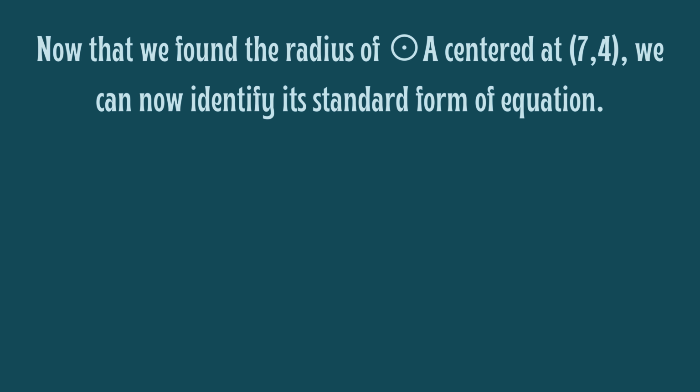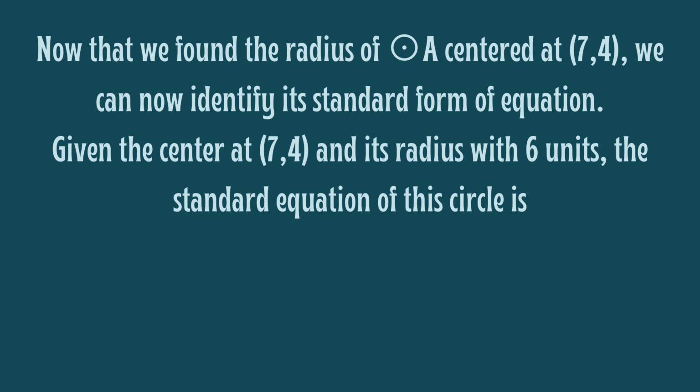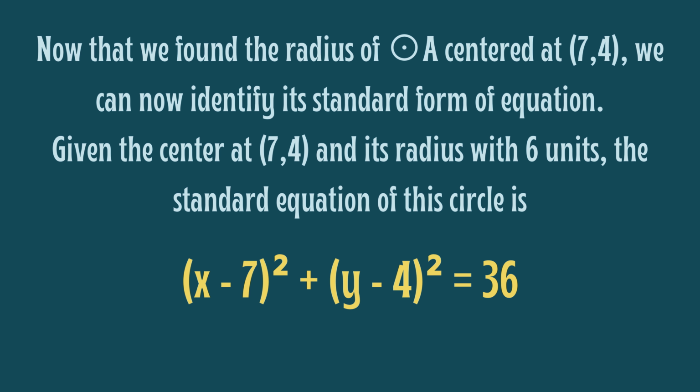Now that we found the radius of circle A centered at 7, 4, we can now identify its standard form of equation. So, with the center at 7, 4, and radius of 6 units, the standard form of equation of this circle is x minus 7 squared plus y minus 4 squared equals 36.